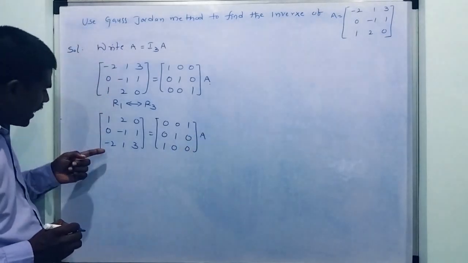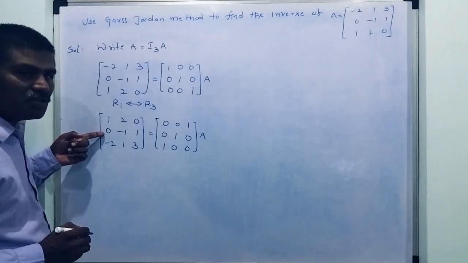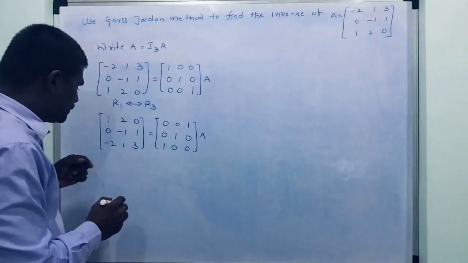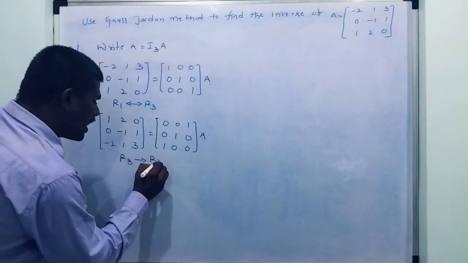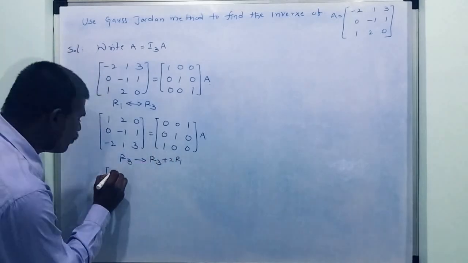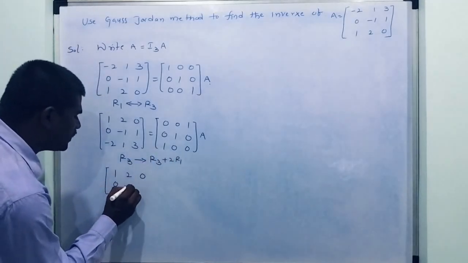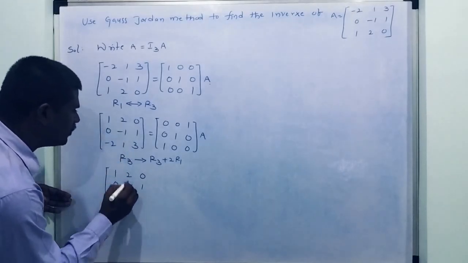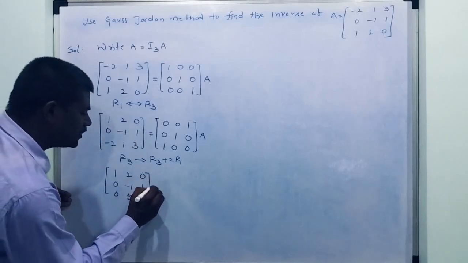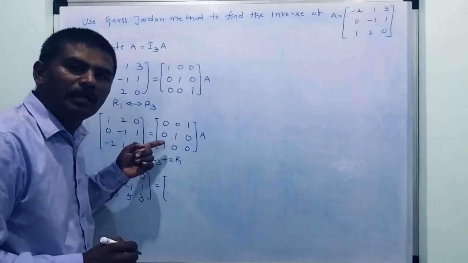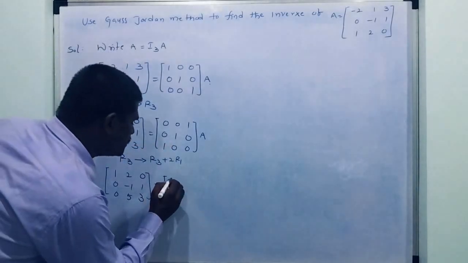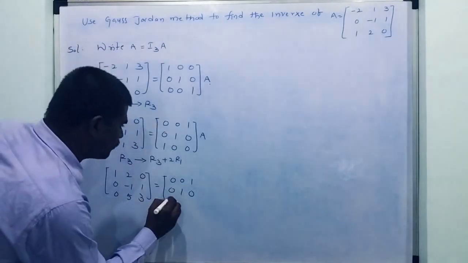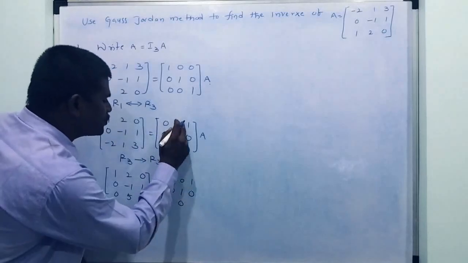Now use this element and make this one as 0. If it is non-zero, you have to make this one also 0. But it is enough to make this one as 0. That means R3 tends to R3 plus 2R1. 1, 2, 0. 0, minus 1, 1. Minus 2 plus 2, 0. 1 plus 4, 5. 3 plus 0, 3 is equal to. The same row operation should be applied on the prefactor of RHS, which is 0, 0, 1, 0, 1, 0, R3 plus 2R1, R3 plus 2R1, 1, R3 plus 2R1, 0, R3 plus 2R1, 2.